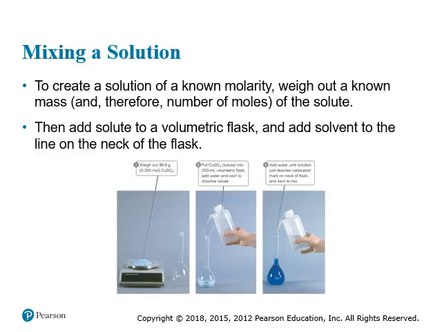Now, how do we create a solution of a given molarity? Well, we weigh out a known mass in grams, and if you know the identity of the solute, then you can convert grams to moles using the molar mass. So you know how many moles of solute you've weighed out. You then add it to a volumetric flask, a flask that has very specific delineations with regards to volume, and you add enough solvent to achieve a total amount of solution.